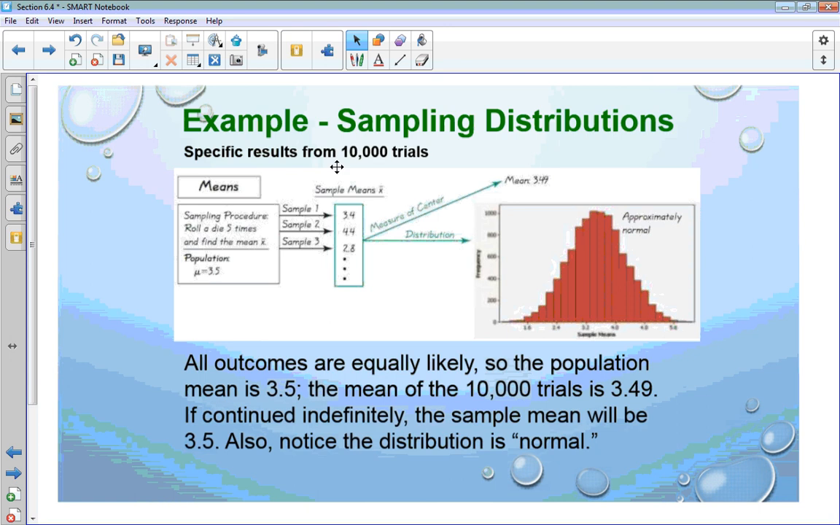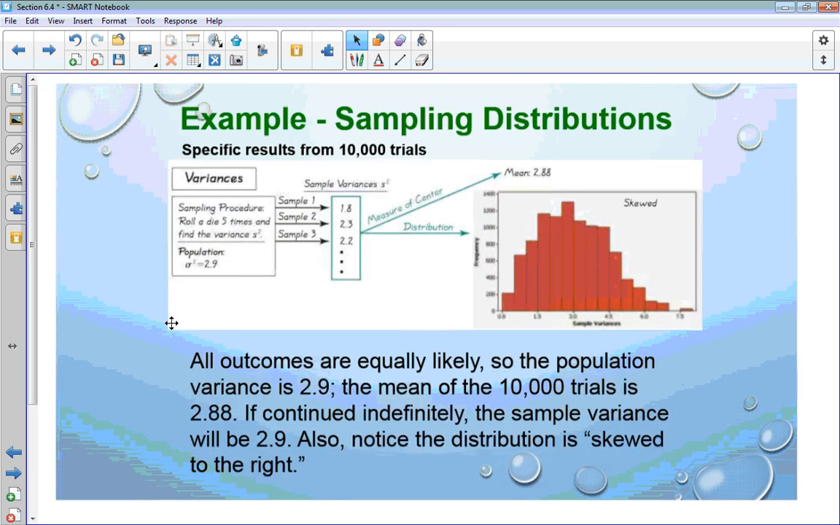In this particular one, it was 10,000 trials. That means 10,000 different samples. 5 rolls of the dice and find out what their mean is by adding up, of course, and dividing by 5. Well, as you continue to do that, and the more trials you take, the closer you get to the actual mean of the entire population. So 10,000 trials is going to really get us close to the measure of center, the population mean, mu. Also, anytime you have that, you're going to have a sampling distribution that is normally distributed.